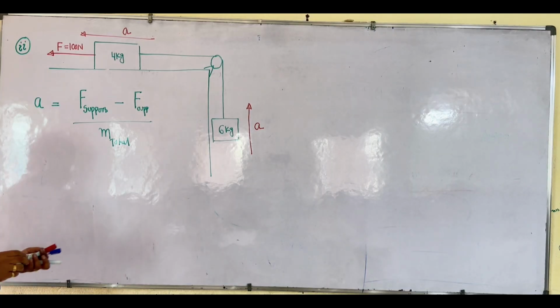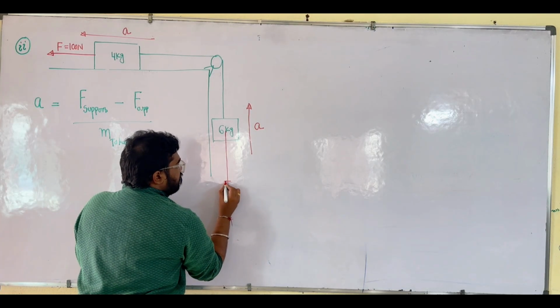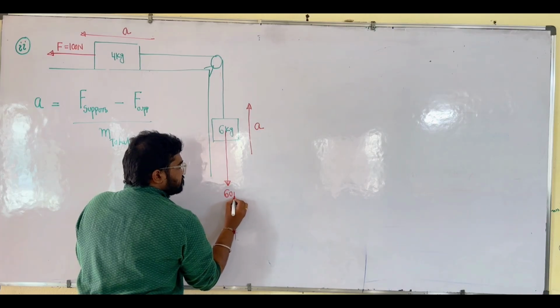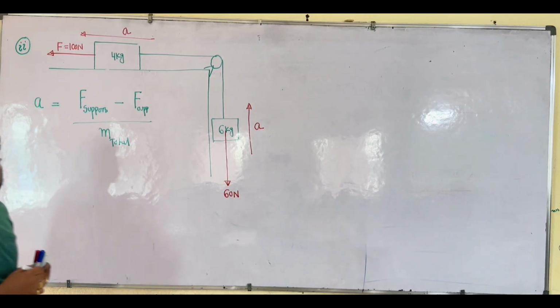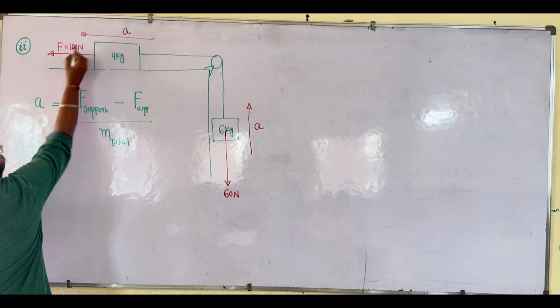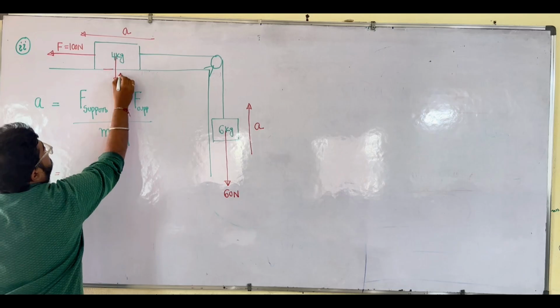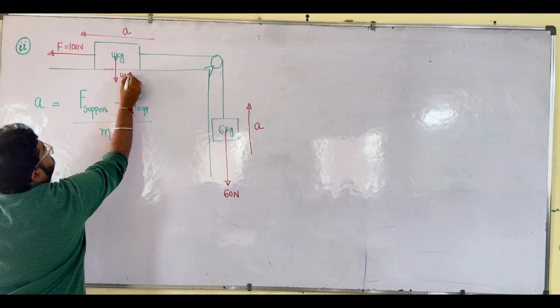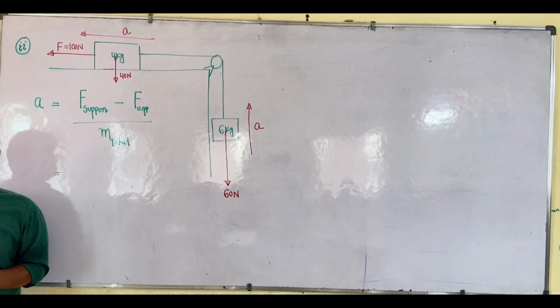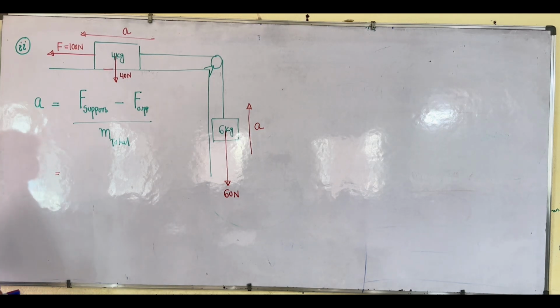Which one is supporting and which one is opposing here? 60 Newton downward is opposing. Supporting is the 4 kg side, and 40 Newton is acting downward. Which one is supporting, which one is opposing? This is different now. What is the value I am asking?